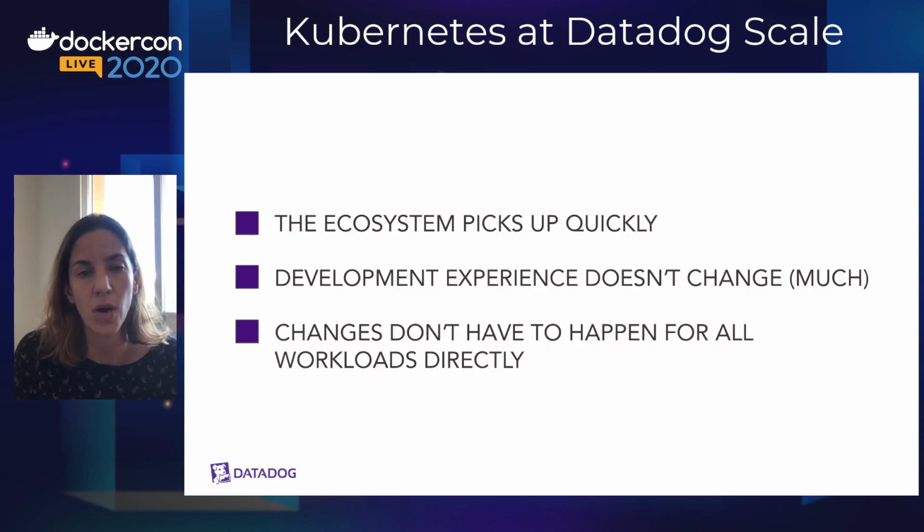But there are many good things as well. The ecosystem picks up very quickly. There are a lot of companies putting a lot of effort and development into Kubernetes, just like we saw with IPVS and node local DNS cache. As soon as people start finding scaling issues, there are new solutions being developed. Also, the development experience from your developer point of view doesn't change much. If you use DNS cache or not, or if you change your CNI plugin, from a developer point of view, it doesn't change that much. So you don't have to make those changes in a big migration project. Also, changes don't have to happen for all workloads directly. You can create a new cluster, start moving some of the workloads, and try things out.